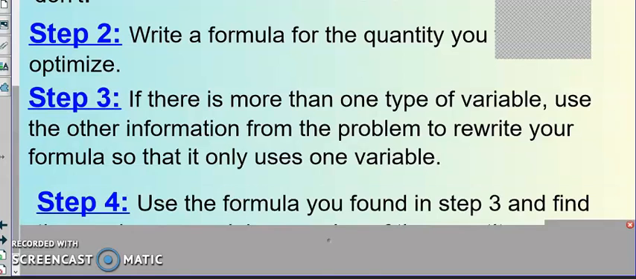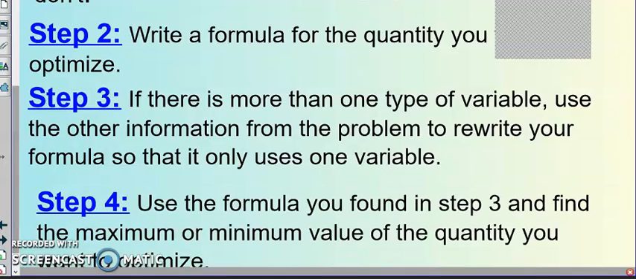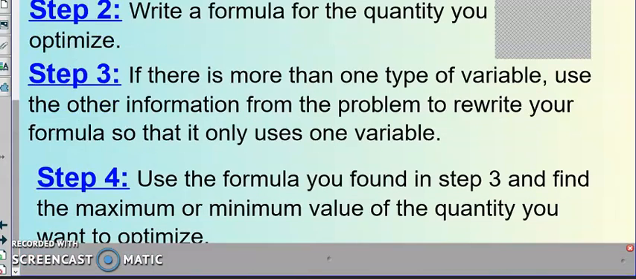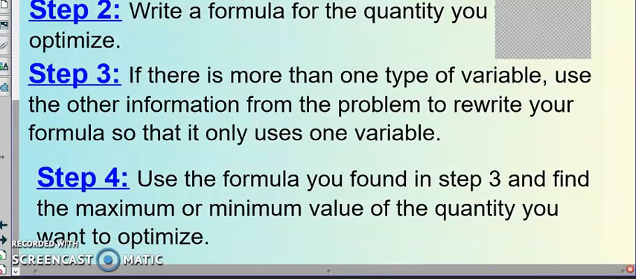step 4, which is use the formula you found in step 3 to find the maximum and minimum value of the quantity you want to optimize. And again, that means that we are going to have to find the max and min, which means we're graphing it. Max and min. Step 4. All right, so we're going to go to a problem now, example 1, where we're going to go through these parts and actually understand kind of what's going on. All right, cool.